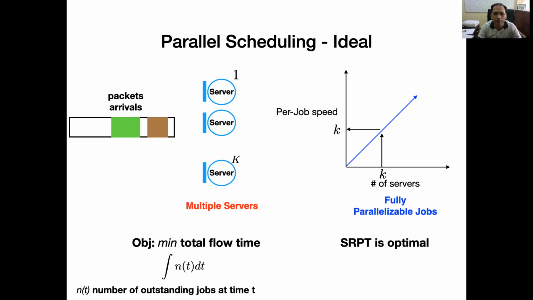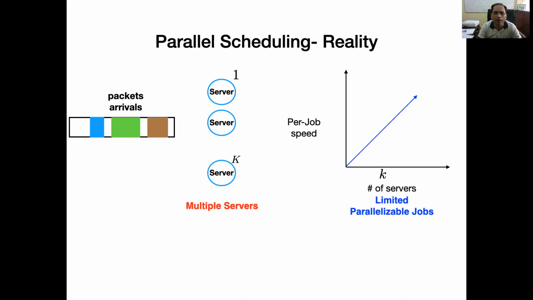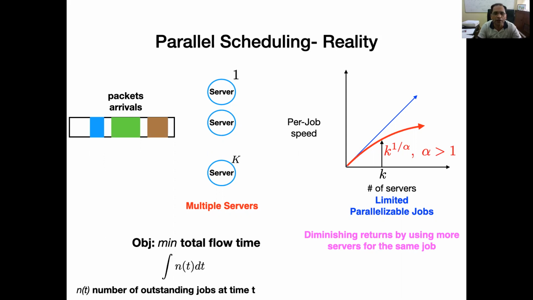Now parallel scheduling in practice is somewhat more complicated, so you don't get this fully parallelizable job setting. What you end up getting is what is known as the limited parallelizable job setting, where if you assign little k servers to a job, the speed obtained is only k to the power 1/alpha, where alpha is greater than 1. So there are diminishing returns: as you use more and more servers for a job, the incremental utility is decreasing. With the same objective of minimizing the total flow time, there has been work on how to schedule these jobs in the last 2 years, in particular in Performance 21 and Performance 20.